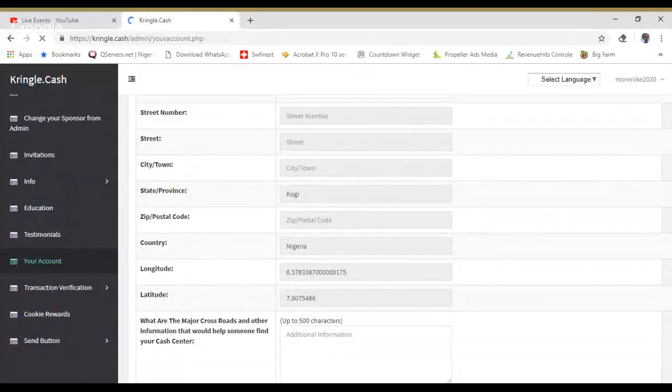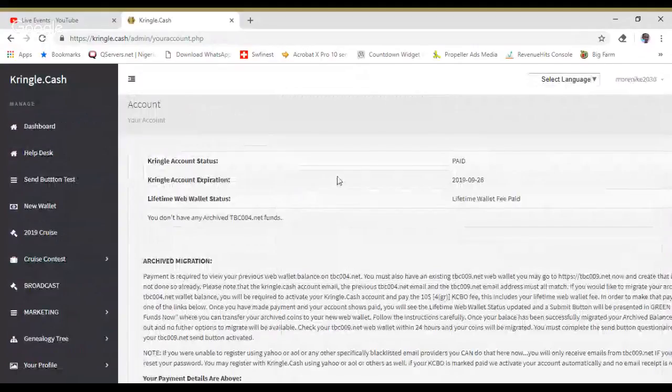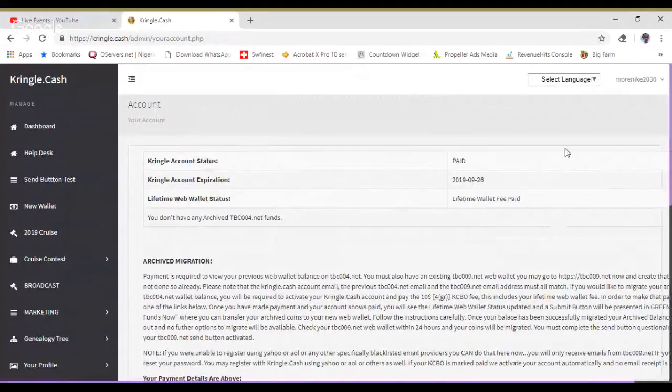When you click on your account, you see this application, this person has already paid, status paid, the lifetime wallet paid. Once you have paid, remember your Kringle back office is annual. So this person's account is going to expire September 26, 2019. When the back office has expired, everything will fold up. You will not be able to get any gift from the back office.